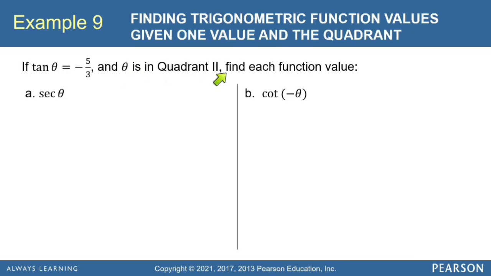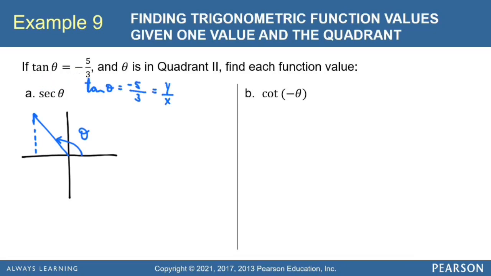So we know that theta is in quadrant 2. Let's draw ourselves a quadrant 2 angle, and then let's close up our little angle here so that we get a right triangle. And then we know that the tangent of theta is negative 5/3. So if we think about the definition of tangent, that's y over x. So what they're giving us here is that the vertical side of the triangle is 5 and the horizontal side of the triangle is 3. And now we just want to find r here using the Pythagorean theorem.